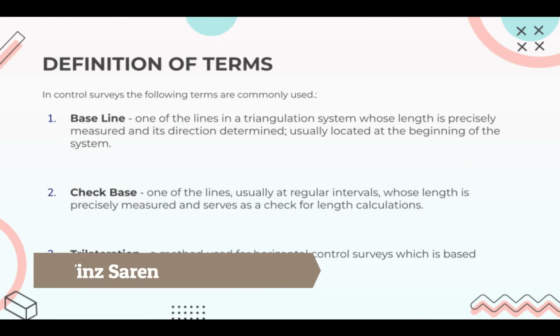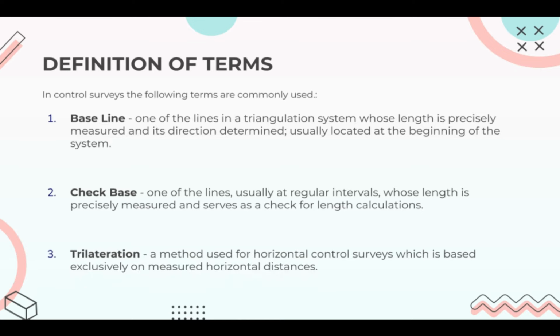First, let's dive into the definition of terms. In control surveys, the following terms are commonly used. Baseline, one of the lines in a triangulation system whose length is precisely measured and its true direction determined by astronomical observations. It is usually located at the beginning of the triangulation system, and its length is used as the basis for computing the lengths of other lines of the system.